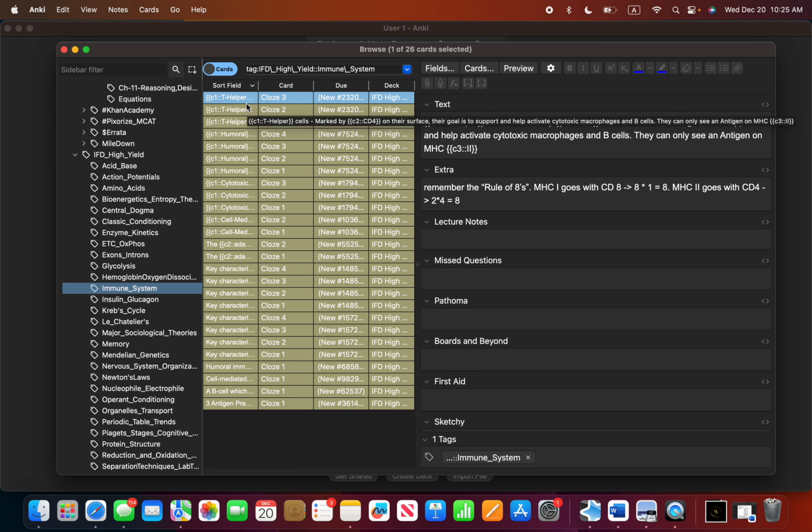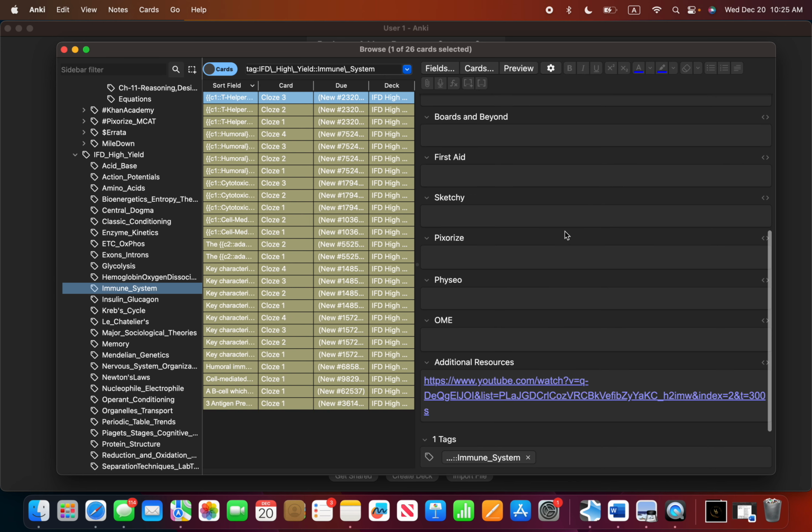Now we go to the immune system. T helper cells are marked by CD4 on their surface. Their goal is to support and help activate cytotoxic macrophages and B cells. They can only see an antigen on MHC2. Remember the rule of 8s. MHC1 goes with CD8, 8 times 1 is 8. MHC2 goes with CD4, 2 times 4 equals 8.